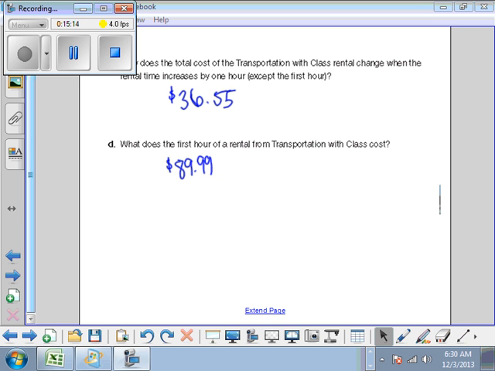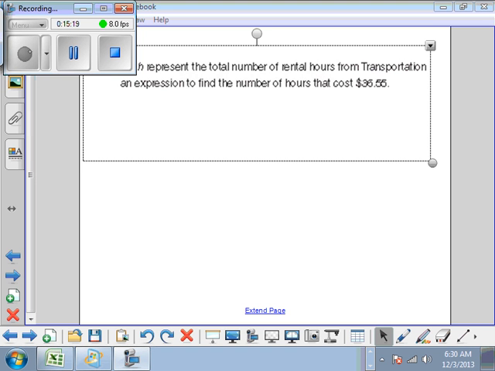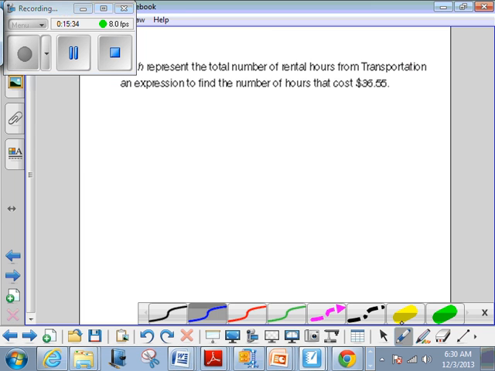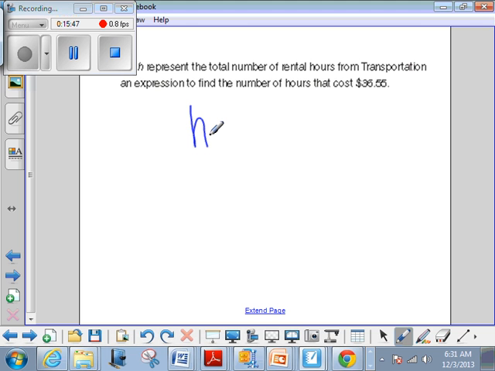So let's go ahead and look at problem A. Just like with the other problem, they want us to let H represent the total number of rental hours from transportation with class, and to write an expression to find the number of hours with the cost of $36.55. So which of the hours cost $36.55? Well, all of the hours except for hour 1. So our expression for the number of hours that costs $36.55 would be the number of hours minus that first hour, because the first hour costs $89.99.